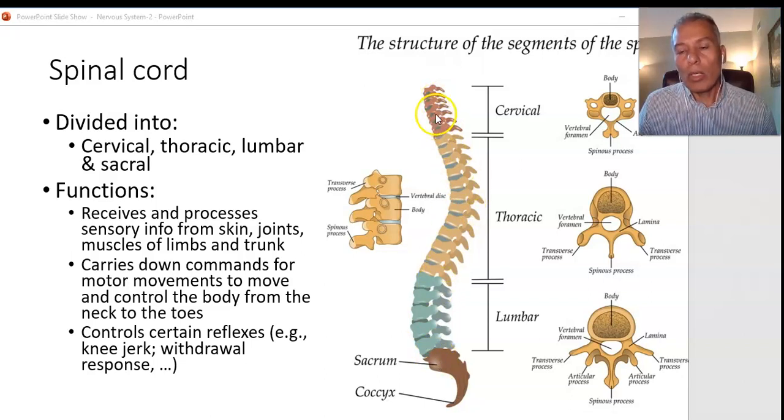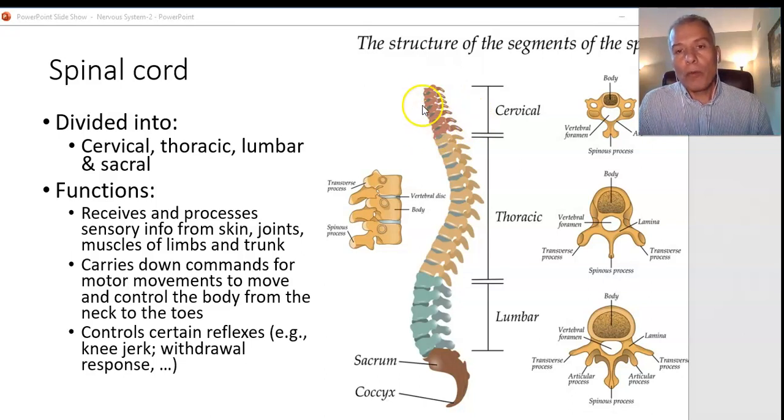So that's how it goes. Now, the spinal cord, because it goes into the spinal column, it has different parts that are based on where it is, based on the location. So in order to know these parts, you need to know the divisions of the spinal column.